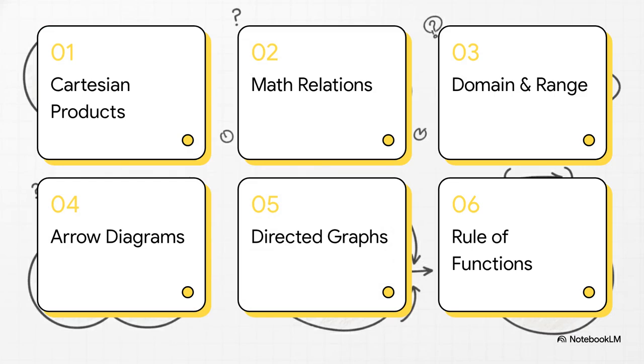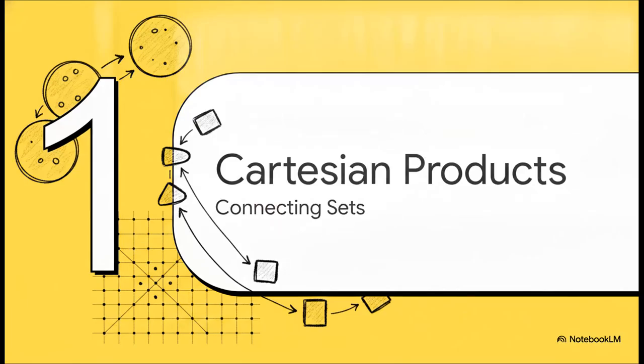Here is our quick agenda for today. We're going to cover connecting sets with Cartesian products, defining mathematical relations, understanding domain and range, visualizing with arrow diagrams, visualizing with directed graphs, and finally, the strict rule of functions. Let's jump right in. Section 1, connecting sets with Cartesian products.